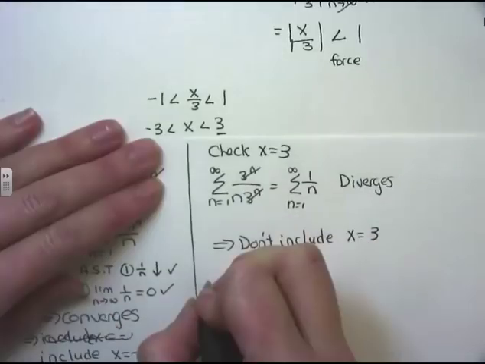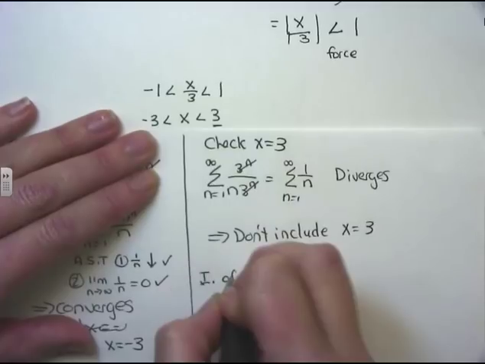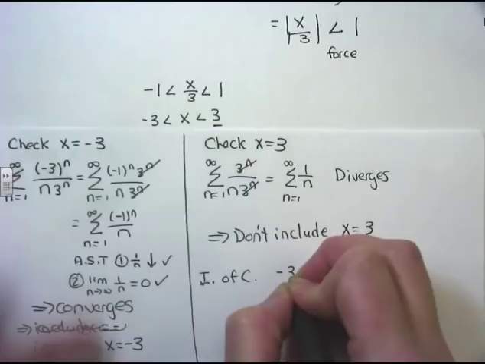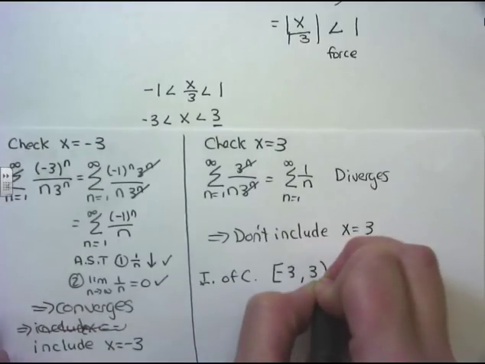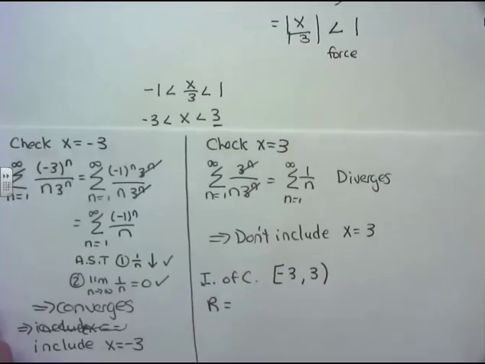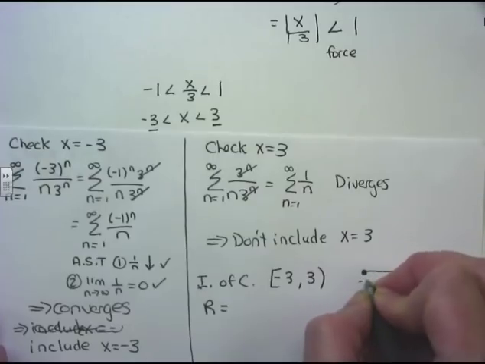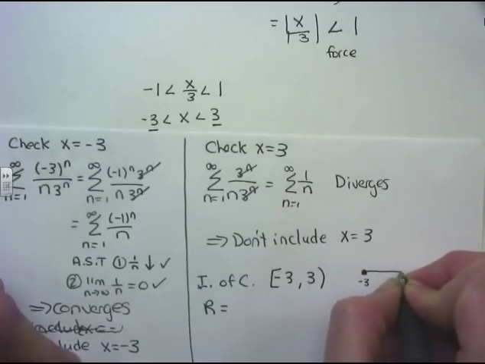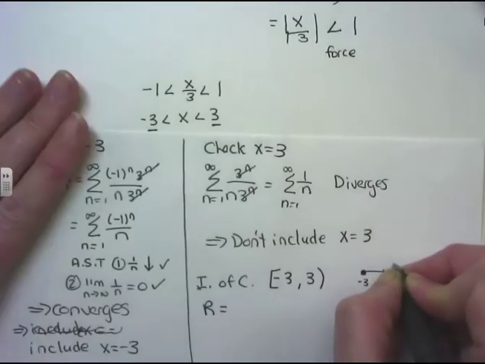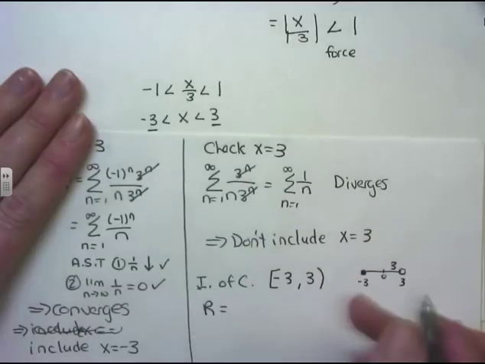So for my interval of convergence, I'm going to denote that I of c, interval of convergence. It's going to go from negative 3, which I want to include, up to 3, which I don't want to include. If I want to talk about the radius of convergence, again we could sketch this. I have negative 3 up to 3. The center of this is 0, and our radius is 3. So the radius of convergence, 3 units to the right of 0, 3 to the left, it will all converge.